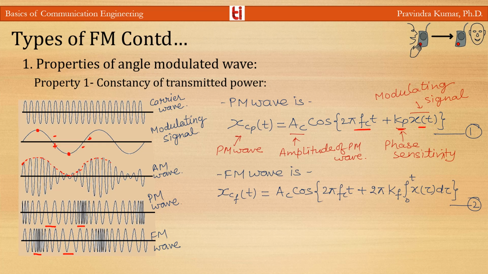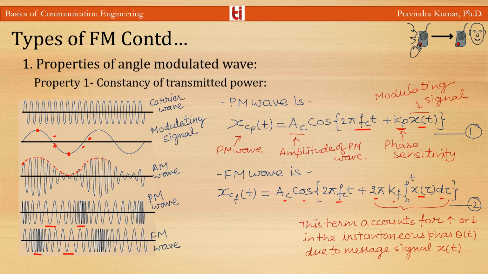And we also know the FM wave can be expressed as xcf(t) = Ac cos(2π fc t + 2π Kf ∫ from 0 to t of x(τ) dτ). Here this term accounts for the increase or decrease in the instantaneous phase theta due to the message signal x(t), and Kf is the frequency sensitivity. From these two equations, you can see that the amplitude of the FM or PM wave is maintained at a constant value equal to the carrier amplitude Ac for all time, irrespective of the sensitivity factors Kp and Kf.